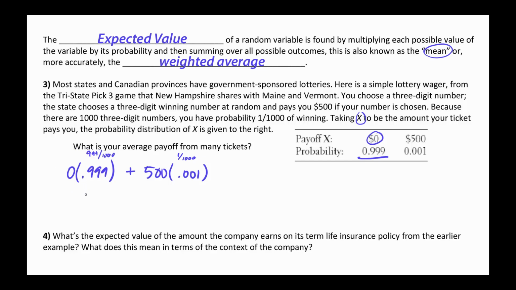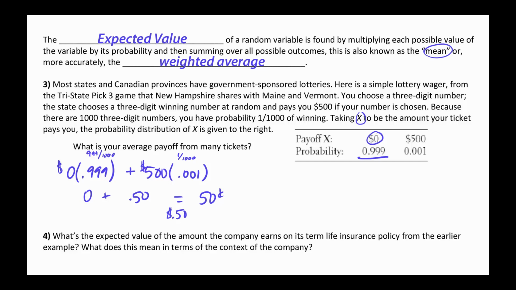If I work it out, I get 0 plus 0.50. So that is 50 cents, because this is talking about the number of dollars. $0 versus $500, and we get 0.50 dollars, 50 cents. So if you were going to be selling those tickets, you probably wouldn't want to sell them for anything less than 50 cents.